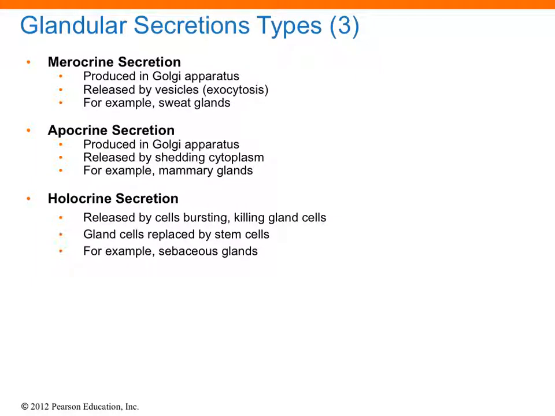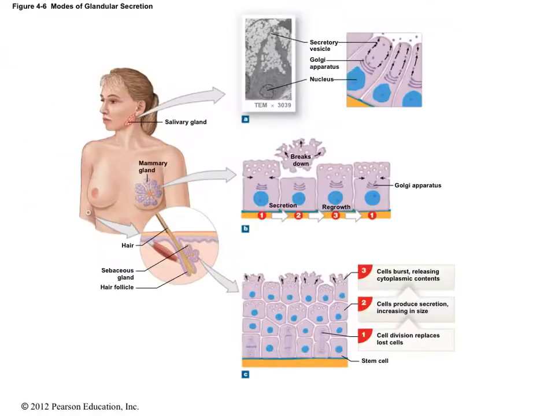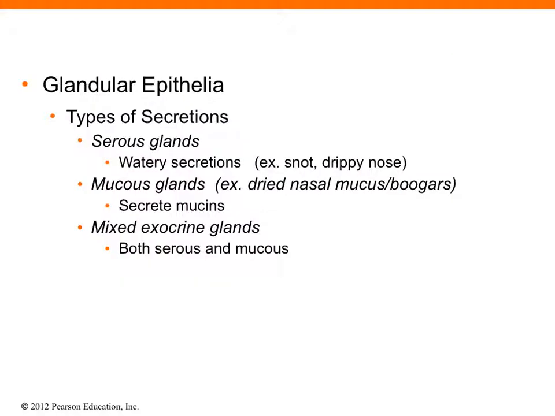Now let's talk about the glandular secretions and types. We have the merocrine secretion. They're produced in the Golgi apparatus. They're released by the vesicles, exocytosis, and an example of this would be the sweat glands. So merocrine secretion are sweat glands. Next are the apocrine secretion, and that example would be the mammary glands and breast milk. The holocrine secretions include the sebaceous glands, and those are the oil glands in the skin. This is an image showing you each of the glandular secretions and their locations.